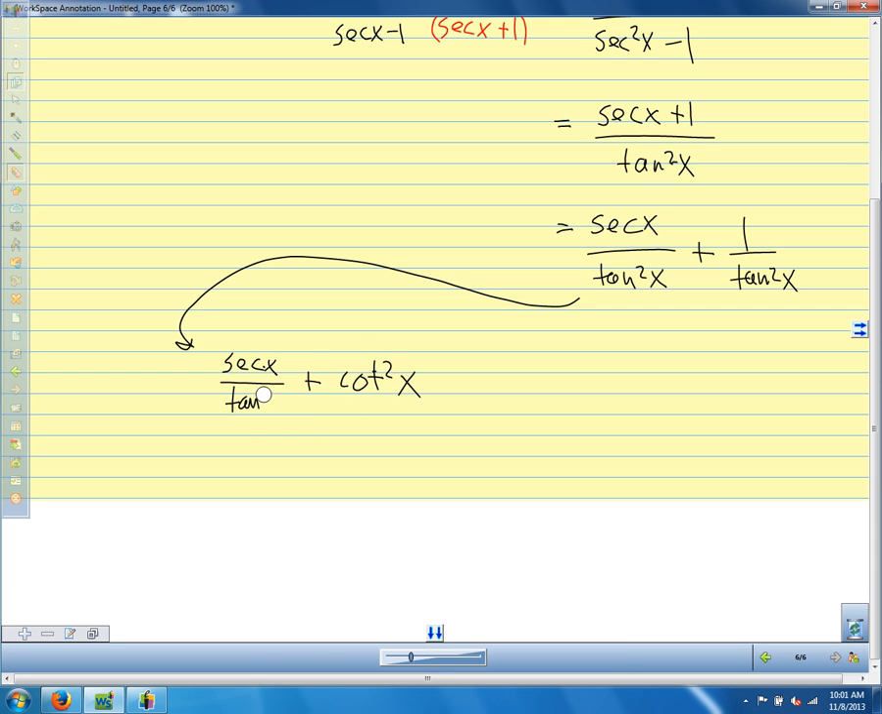Well, what can I do with this tangent squared now? One over cotangent, or could I write this as sines and cosines? Yeah? So this equals secant x times sine squared x over cosine squared x. And the reason that I thought of doing this as sines and cosines is because I have a secant x here, and I thought maybe I'll get one of those cosines to cancel.